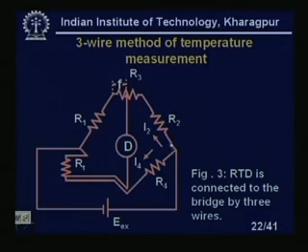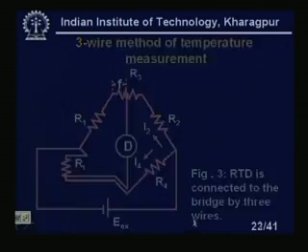This I2 is the current through the resistance R2, I4 is the current through the resistance R4, and at balance this I4 is also flowing through RT, since no current is flowing through the detector in balance. Also this I2 is flowing through this R3 as well as through R1 back to the battery, right. This is called the RTD connected to the bridge by the 3-wire method, right.